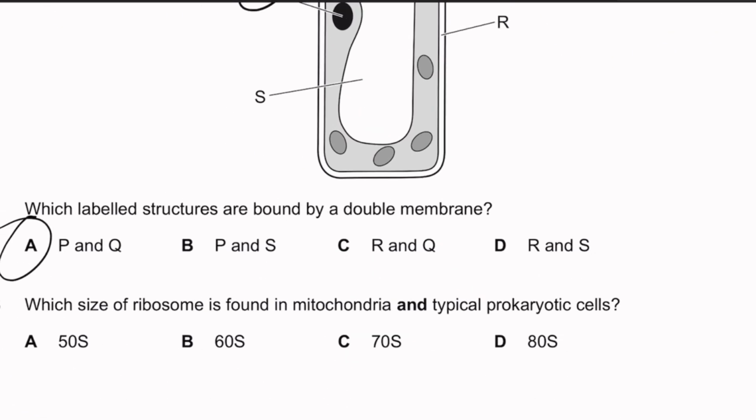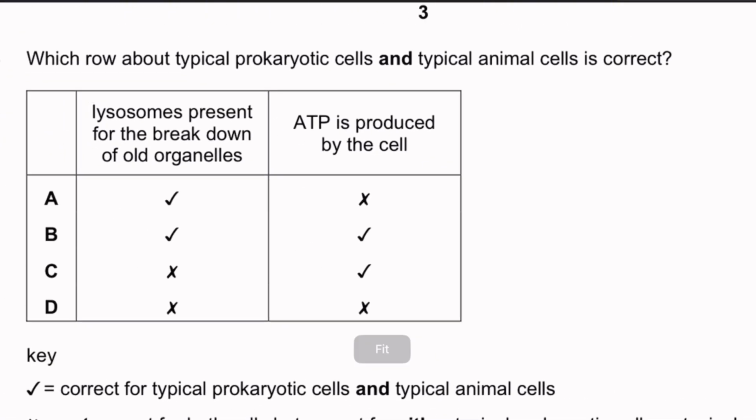Which size of ribosome is found in mitochondria and the typical prokaryotic cell? They both have 70S ribosomes, which are 80 nanometers in diameter.